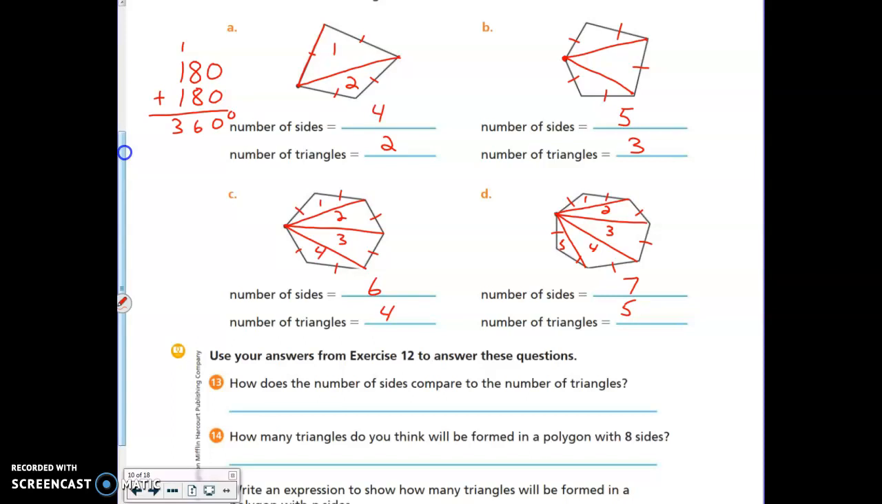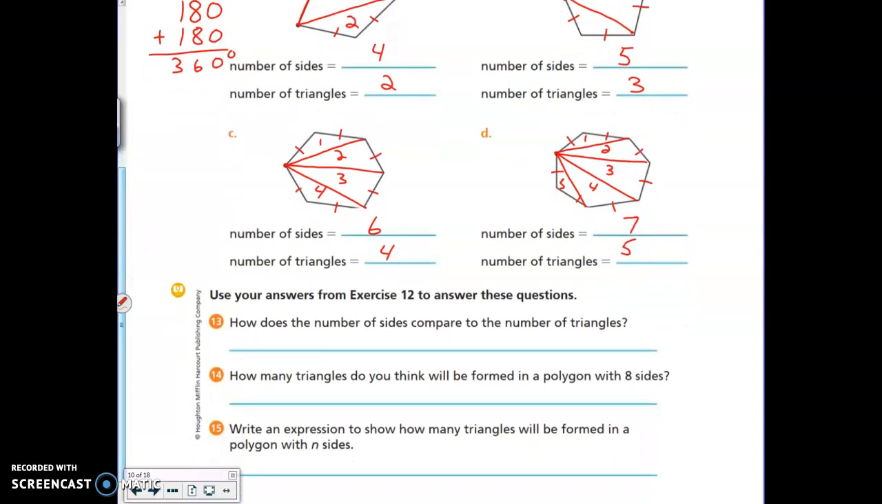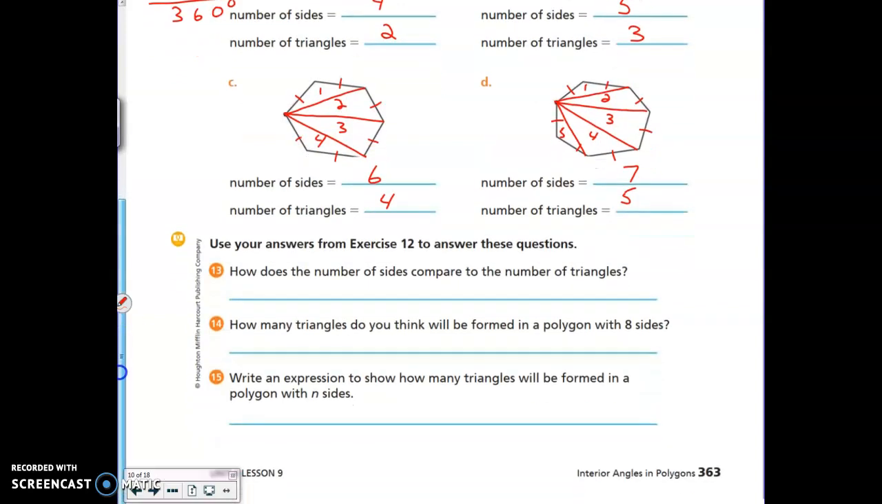And so that again is what we need to do. We need to establish how many 180 degree figures we can create inside these polygons, and that will then give us our total, and we can divvy up and figure out hopefully either the total of the angles or the missing angle, whatever the question is asking us for.